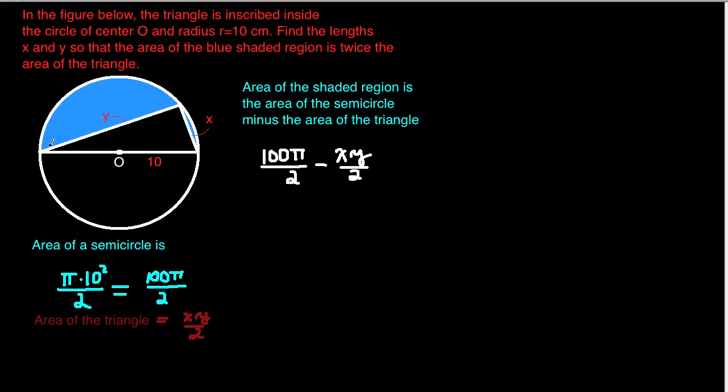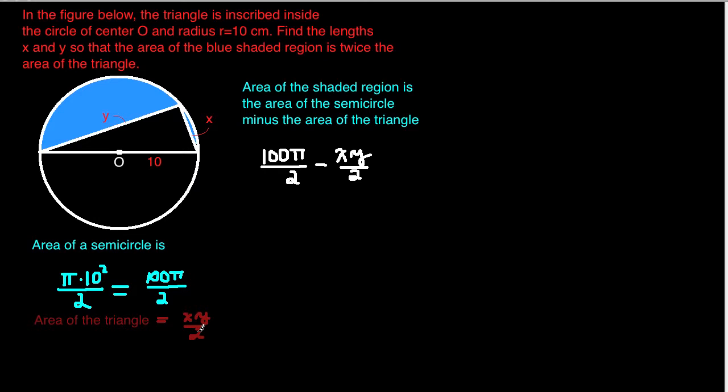Now the area of this triangle right in here. What do we know about triangles inscribed in semicircles? We know that every triangle inscribed in a semicircle is a right triangle. And with any triangle, the formula for area is 1/2 base times height. With a right triangle, we can take either of these sides to be the base and take the other side to be the height. So the area of this right triangle is 1/2 base times height, or it's x times y divided by 2.